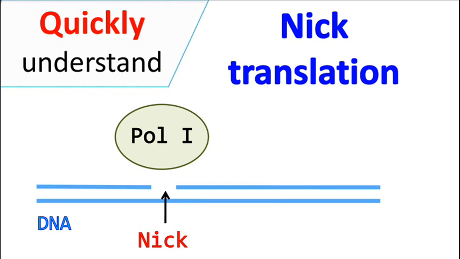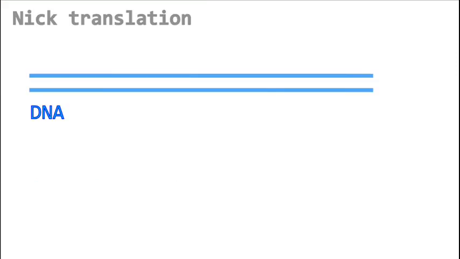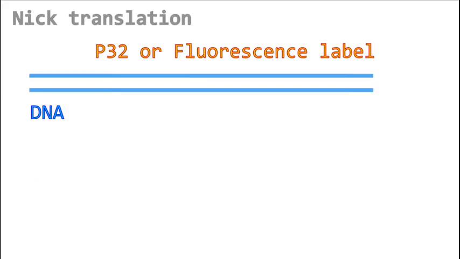Let's talk about nick translation. Nick translation is a molecular technique used to tag the DNA with labeled or fluorescence dNTPs.